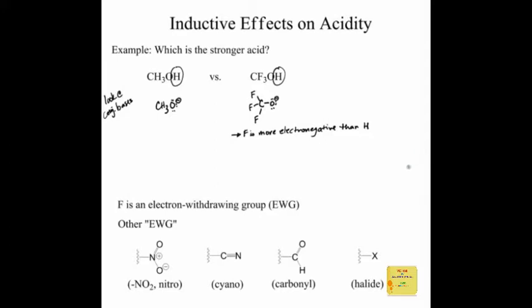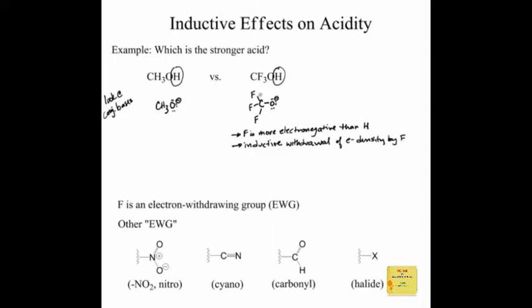But we know that fluorine is more electronegative. And what does it mean to be electronegative? It means that fluorine pulls electron density toward itself. So let's also state that fact. We have an inductive withdrawal of electron density by fluorine.